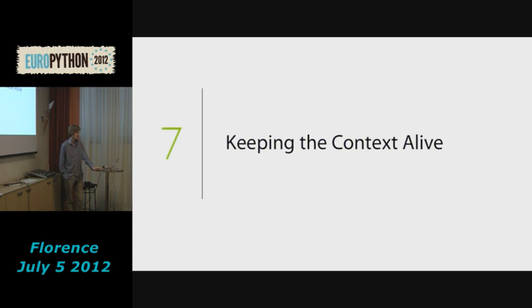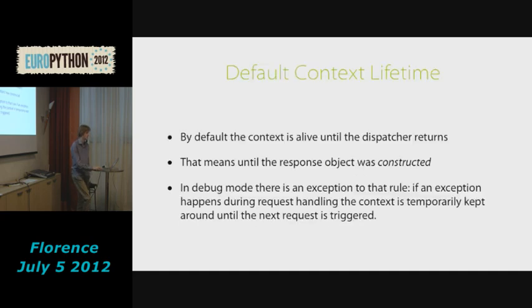So for extending the context lifetime, which doesn't really happen very often, there is a function in Flask now which allows you to do that. Basically, by default, the context stops being alive the moment the function returns. And there is one exception to that. If you have an exception raised in your view function, we will keep the context around for the next request as well. So if you use the debugger, you can still access all the current request data, despite the fact that the request already ended. And that's basically the reason why this exists.